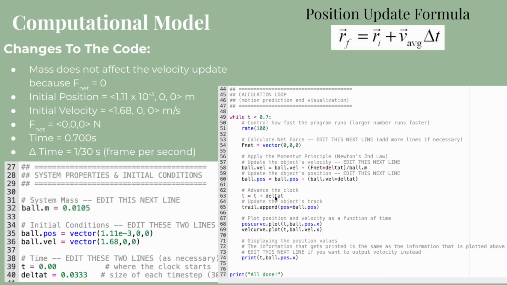Now on this side we will be applying the momentum principle, so we have the velocity update formula, and then down here we have the position update formula, which can be seen above, and that is what GlowScript uses to then give us a predicted graph.